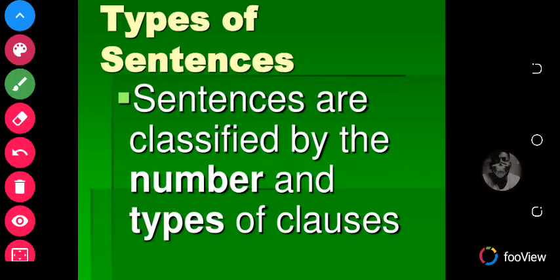So, types of sentences. Sentences are classified by the number and types of clauses. In general, sentences are just pieces of clauses put together. It could be one clause or two or more. A simple sentence has just one clause, and a complex or compound sentence has two or more clauses linked together.